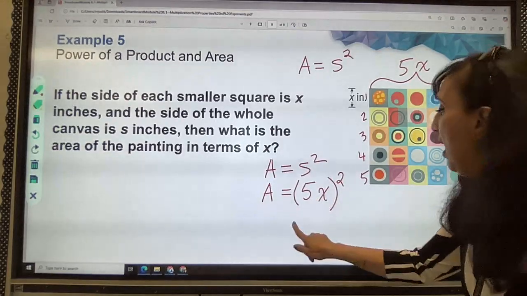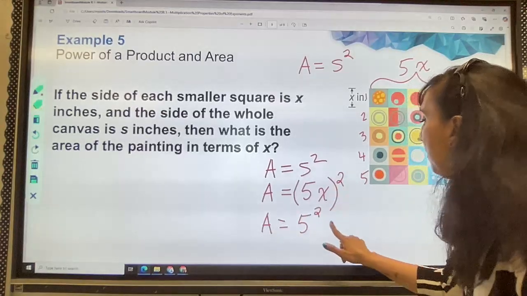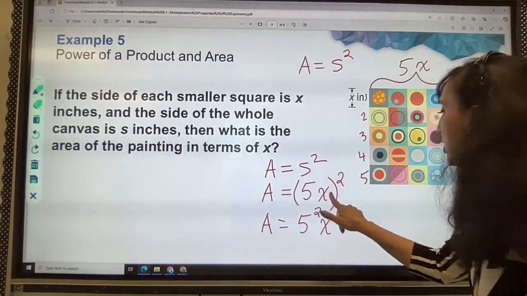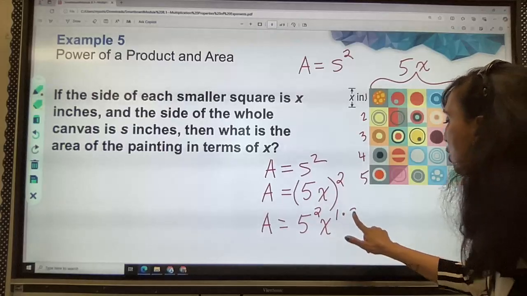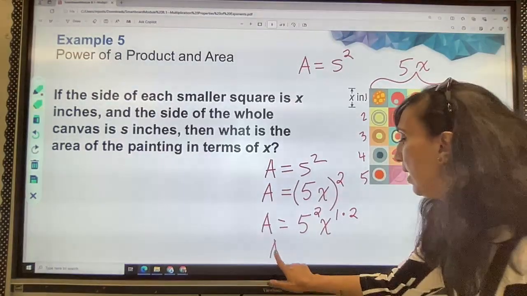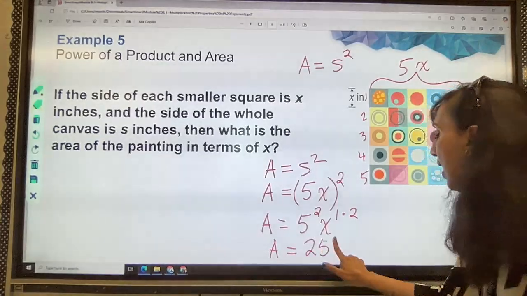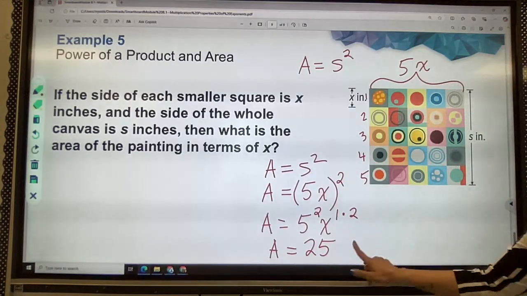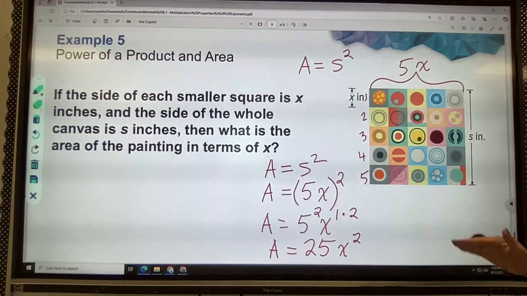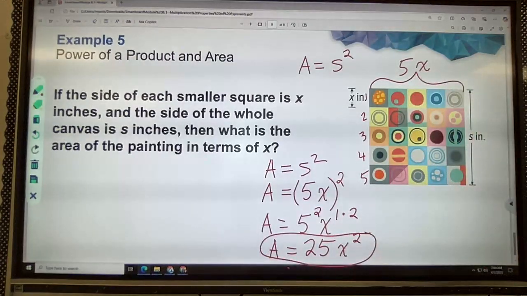And so we have area is equal to 5 squared, right, times x to the first power, that's what this is, times 2. And so what do I get? My area is, what is 5 times 5? 25. And x, 1 times 2 is going to give me 2 to the squared. So 25x squared, this is the area of this shape.